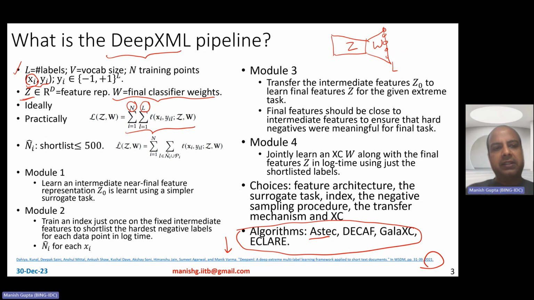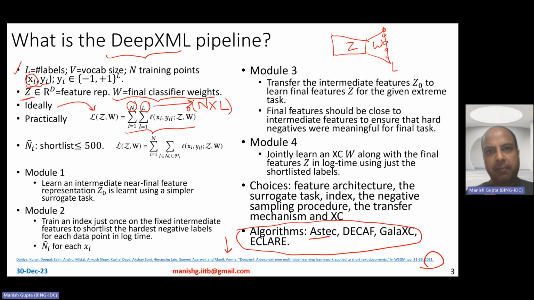Okay, and that's what we were thinking about. Ideally we would want to do this, but practically we can't do this, because this would really require complexity of N into L kind of computations per gradient update or per inference. Okay. So you're not going to do that. So what are we going to do?